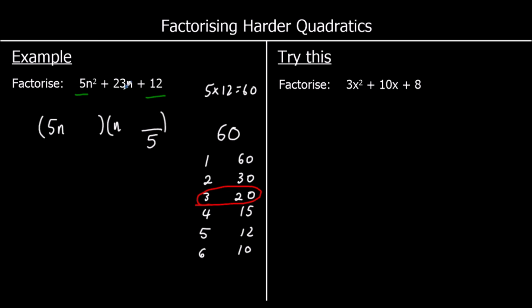And it's going to be plus 3 plus 20. I'm going to put the 3 in the first bracket because I want to simplify the 20. It would be correct if we put them the other way around, but it wouldn't look as good. So let's just simplify that. 20 over 5 is 4. So we've got 5n plus 3 and n plus 4.